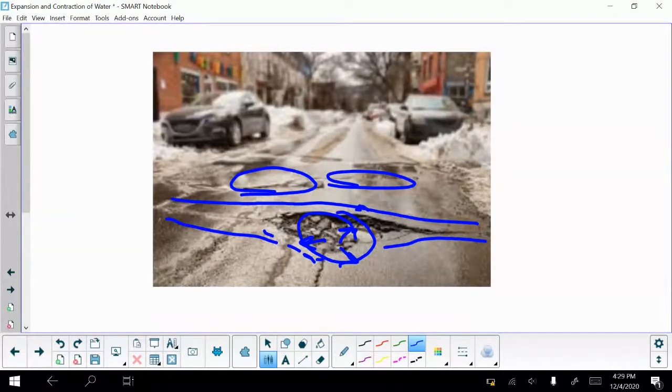All right, that is the exception to the rule. Water expands and contracts differently. Water expands when it is frozen, when it becomes a solid form. Most other materials, those molecules slow down their movement and come closer and closer together. But water creates this lattice-like structure and gets slightly less dense when it hits that frozen state.